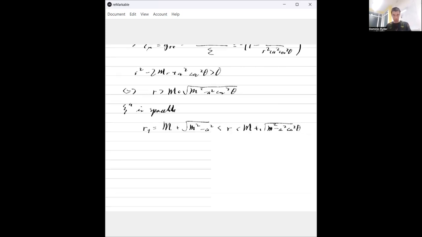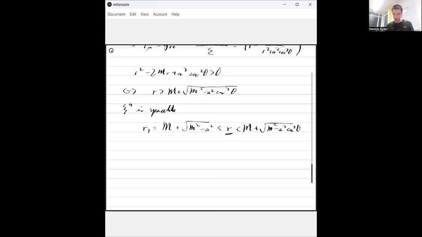So we have our radius at which we have a space-like Killing vector field. This is going to be the ergo region or the ergosphere, and its surface is called the ergo surface.